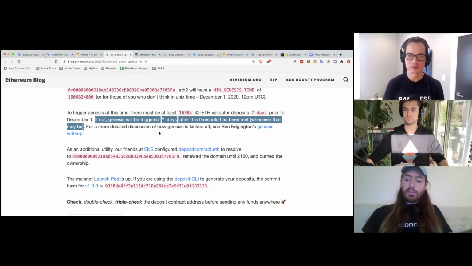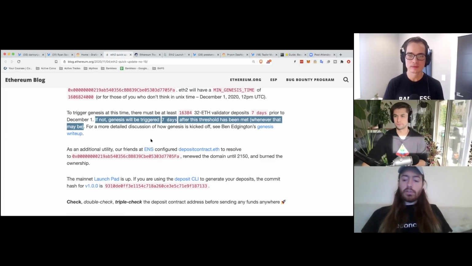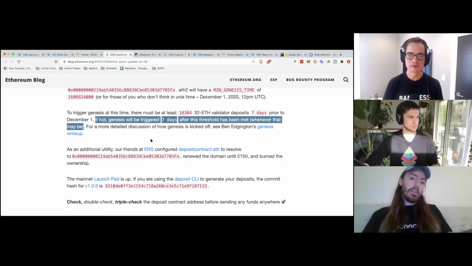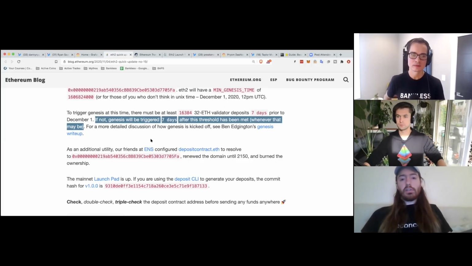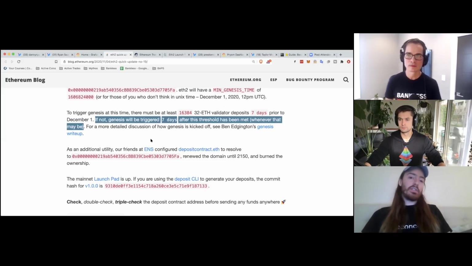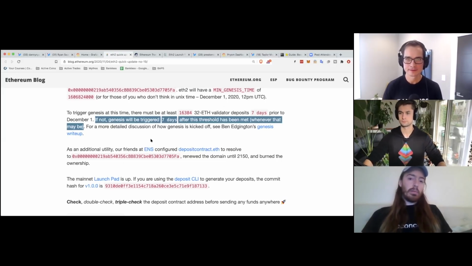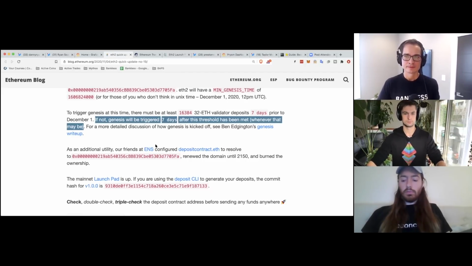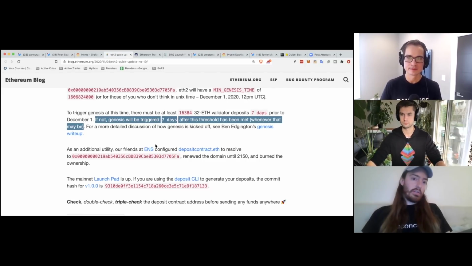So the 7-day period starts when we hit the threshold. Let's imagine that we hit the threshold on November 30th. Well, then we're not going to start until December 7th because we have to have at least 7 days lead time. But if we were to get all of our deposits in today, well, we have a lead time until December 1st, so it's at least 7 days.